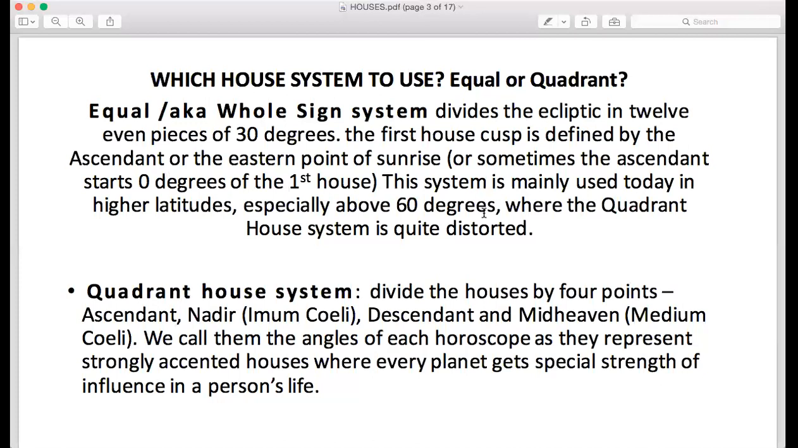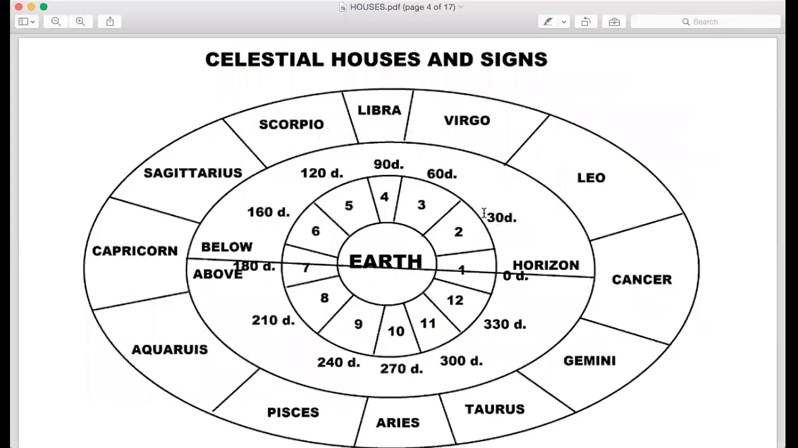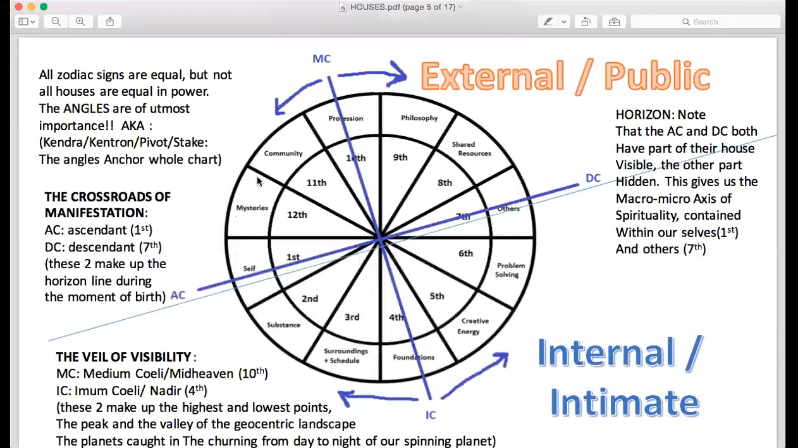But first, for this class, we're going to use the whole sign system to represent what I was talking about. On the outside we have the signs, and then the numbers are the houses, the places. And so we can see where the layers add up. You can see how some are smaller than others. This might be a quadrant system. So all zodiac signs are equal, but not all the houses are equal in power.